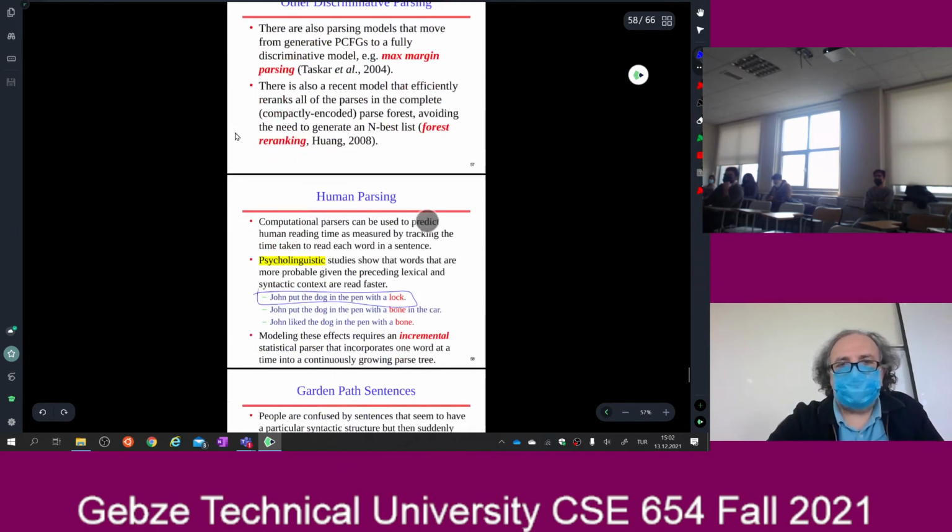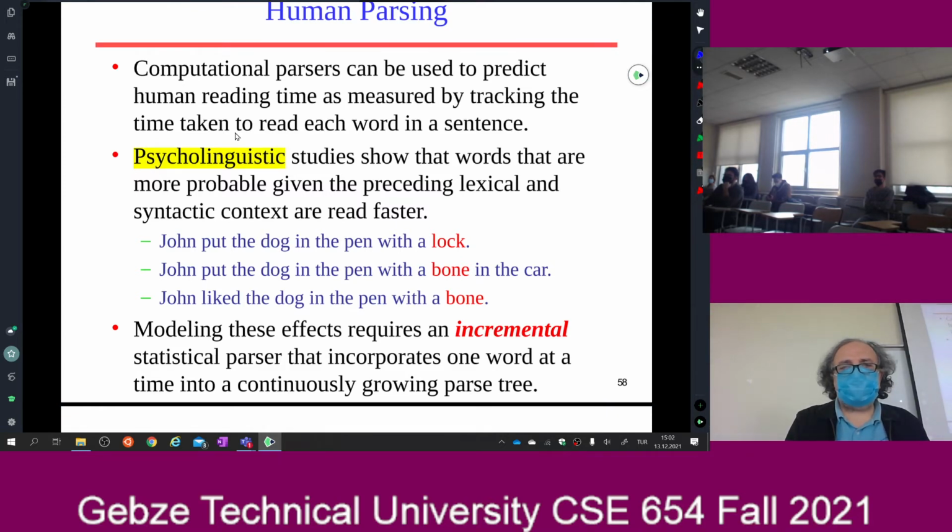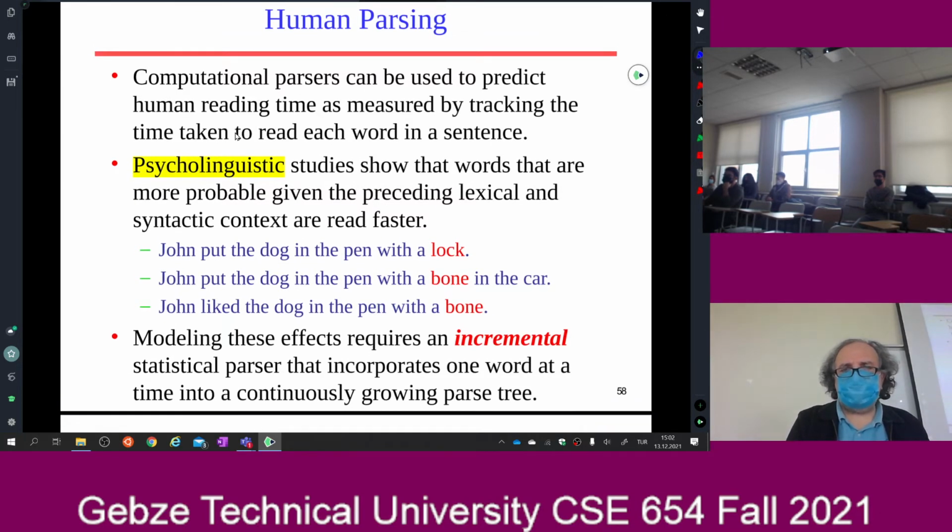Human parsing, I was going to talk about it. Okay, well, these are no problem for our CKY parsing or Earley parsing, but these kinds of sentences are problematic for humans. John put the dog in the pan with a lock. Okay, John put the dog in the pan with a bone in the car. You kind of parse them, but when you read the whole sentence, you need to sometimes go back and think about what we are doing.